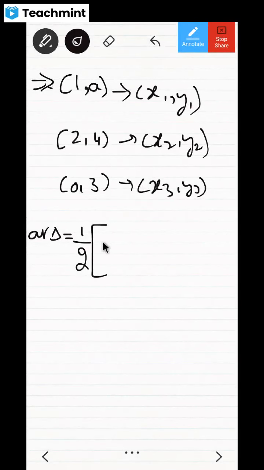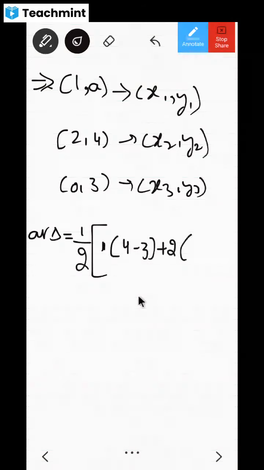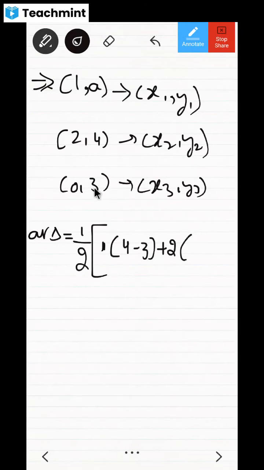Yes, sir. So x1 means 1 bracket, y2 minus y3 means it becomes 4 minus 3. Then plus x2 means it is 2 bracket, correct? x2, then y3 minus y1, that is 3 minus a. Then plus x3 means 0. So actually we can skip this also, but still I will write x3, y1 minus y2. y1 minus y2 means a minus 4. Is it correct, whatever I have written?